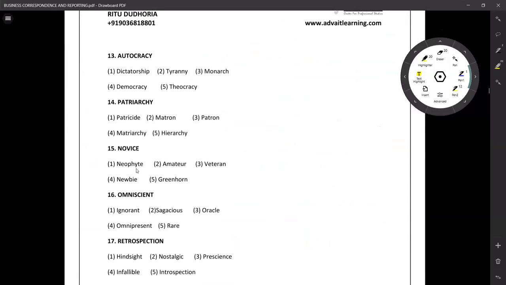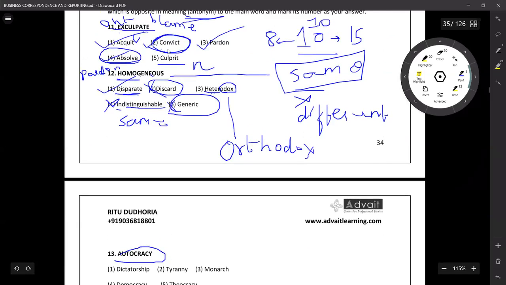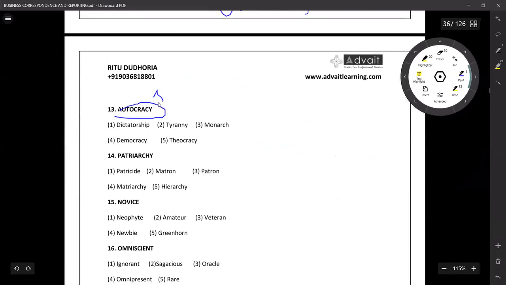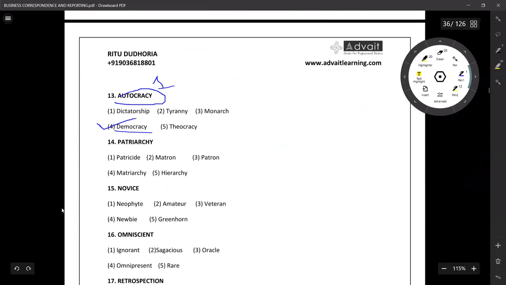Yes? Okay. Quickly. Autocracy. Very quickly, guys. All the words just discussed. Answer for the 11th one is convict. Answer for the 12th one, guys, is disparate. Autocracy is one-man rule. The opposite of one-man rule is everyone's rule, people's rule, general rule, common rule, democracy. Of the people, for the people, by the people.